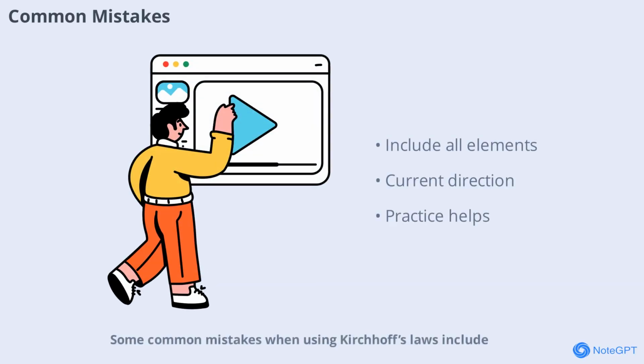Some common mistakes when using Kirchhoff's laws include forgetting to include all elements in a loop, mixing up current directions, or missing a junction in KCL. Careful diagramming and systematic equation writing help avoid these pitfalls. Practice makes perfect, so don't get discouraged if it takes a few tries to get it right.